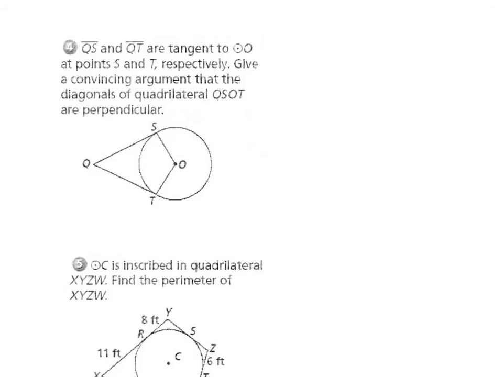So we have segment QS and QT. They're tangent to circle O, at points S and T. Give a convincing argument that the diagonals of the quadrilateral QSOT are perpendicular. So from Theorem 12.3 that we just talked about, if both of these are tangent to circle O and they both meet outside at point Q, then they are both congruent to each other.